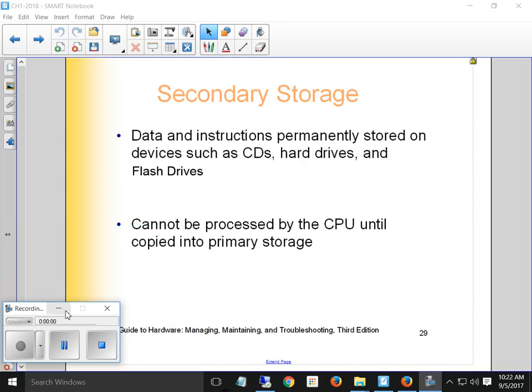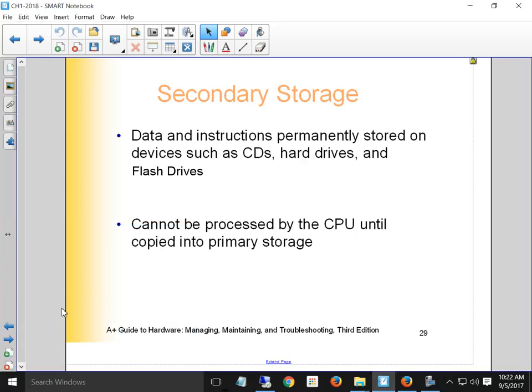Skipped a couple slides that I would have normally gone over. So, we were stopped right here. We were talking about secondary storage. Okay. So, what we didn't have is these other slides that were from the textbook.